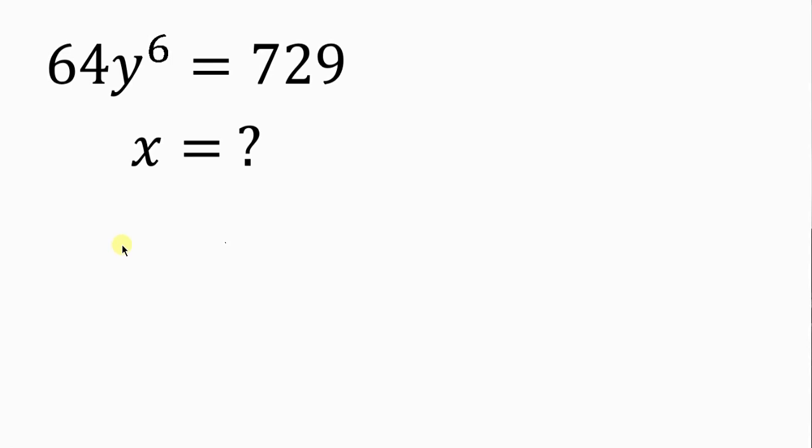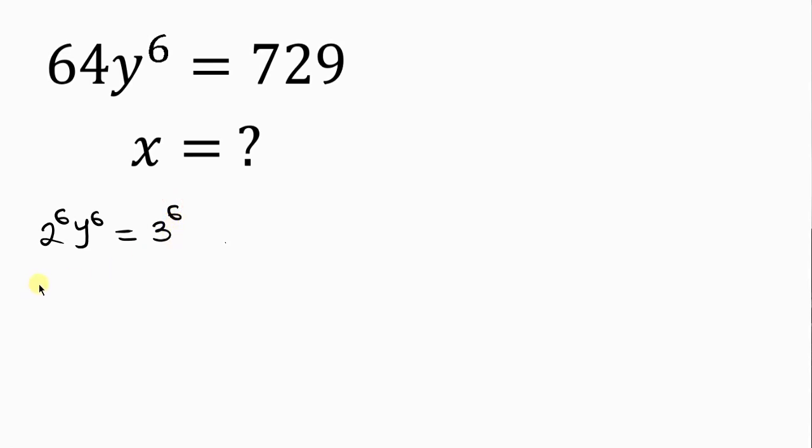Look at this nice and beautiful question on the board that we're going to be solving. The question says, find the value of x for which 64y to the 6 is equal to 729. Well, our first step will be for us to break down 64 and 729. So 64 can be written as 2 to the 6 times y to the 6 equal to, now 729 can be written as 3 to the 6.